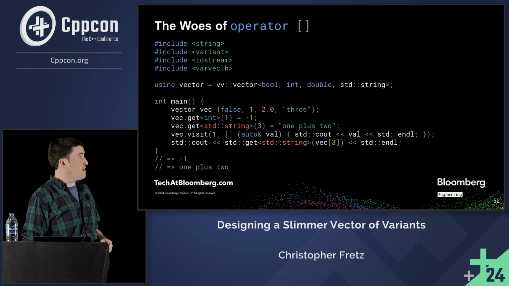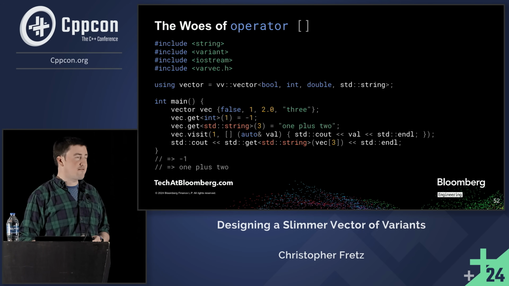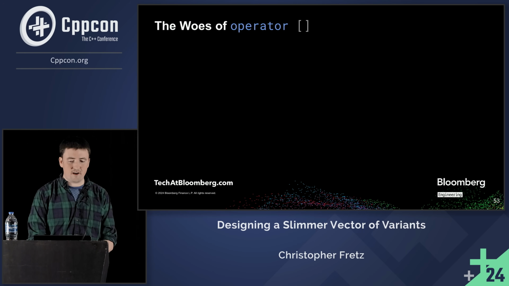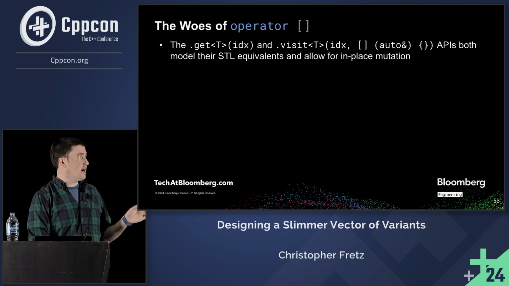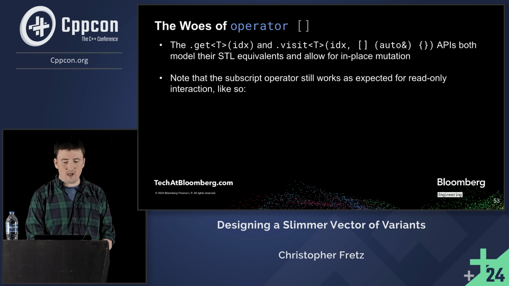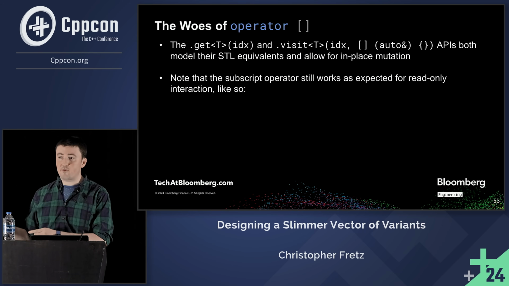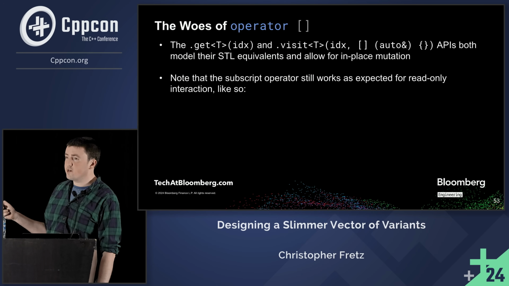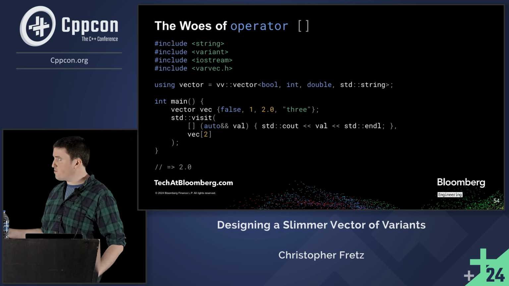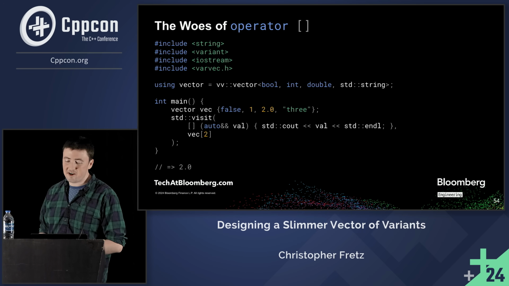I actually thought about even just removing the subscript operator, but is it really a vector if it doesn't have a subscript operator? But yeah, this is the approach that I've taken for the time being. The .get and .visit APIs model their STL equivalents and allow for in-place mutation. The subscript operator does still work as expected for read-only interactions, which is why I've kept it around. This sort of thing does what you expect, for some definition there.